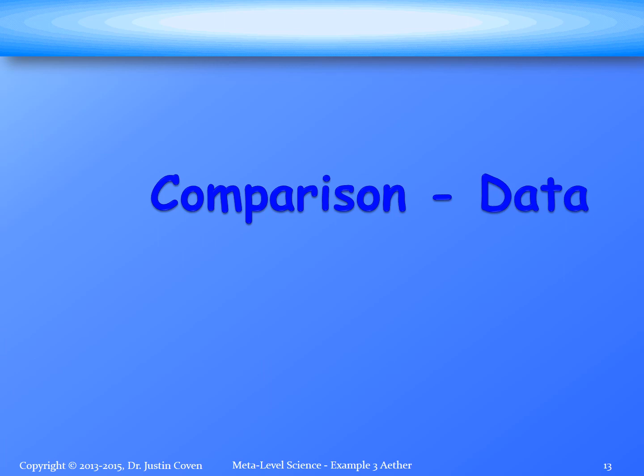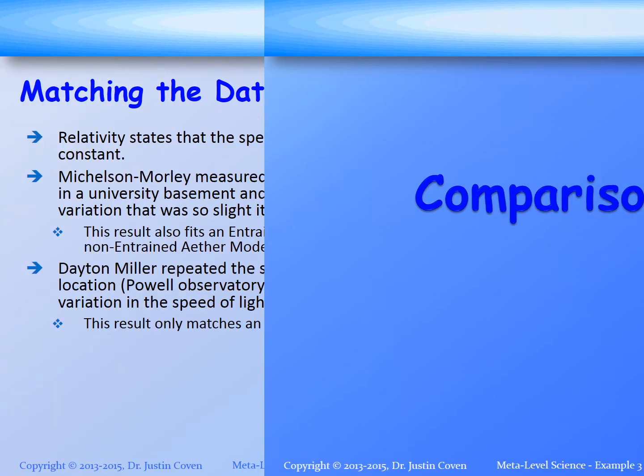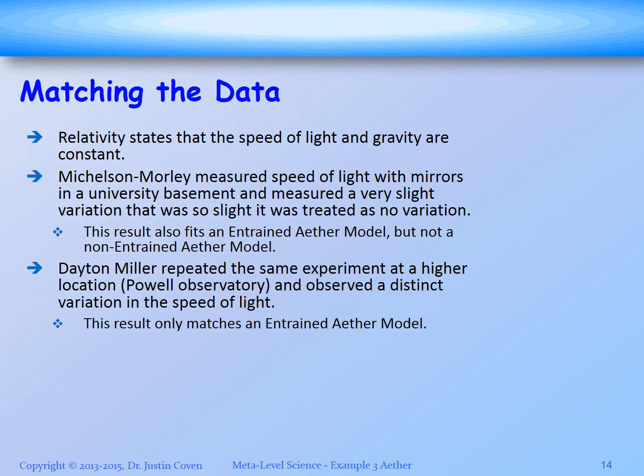We now move on to the comparison, first looking at data. Matching data. Relativity states that the speed of light and gravity are constant. The Michelson-Morley experiment measured the speed of light with mirrors in a university basement and measured a very slight variation that was so slight it was treated as no variation. This result also fits an entrained Aether model, but not a non-entrained Ether model.